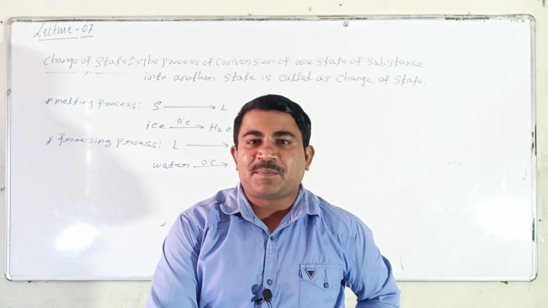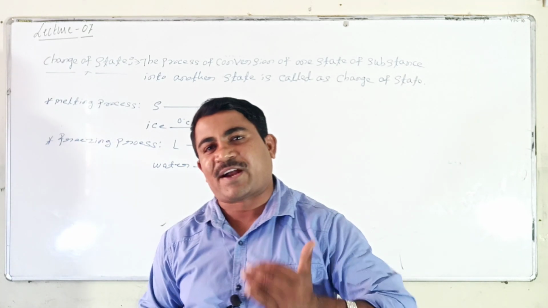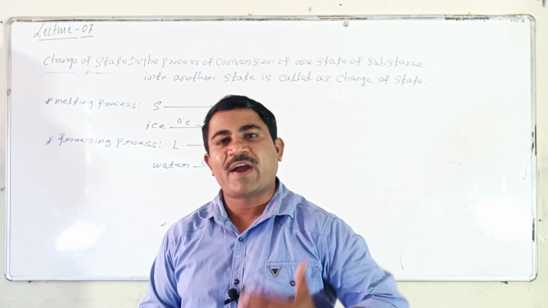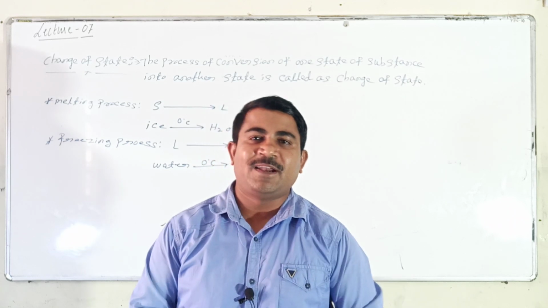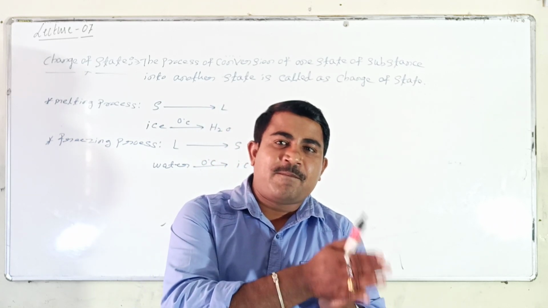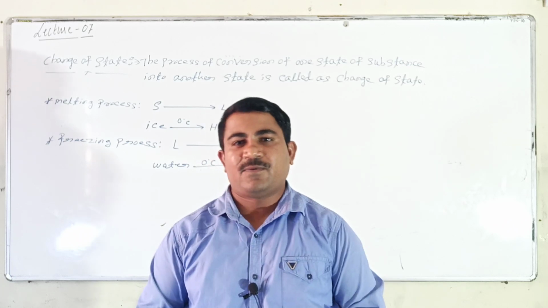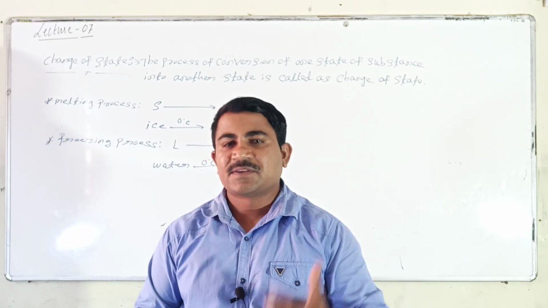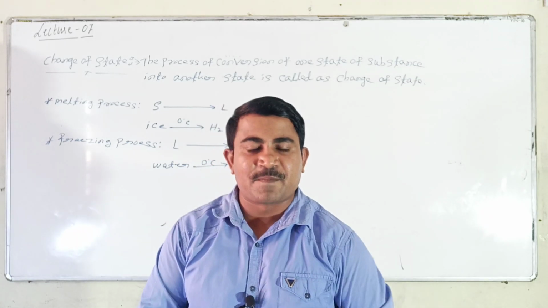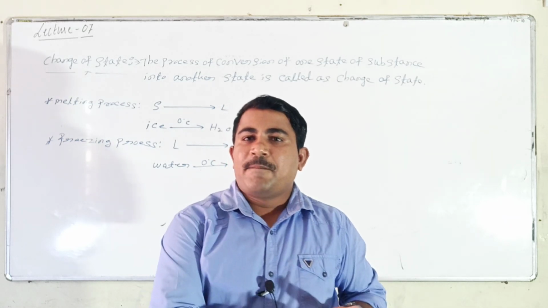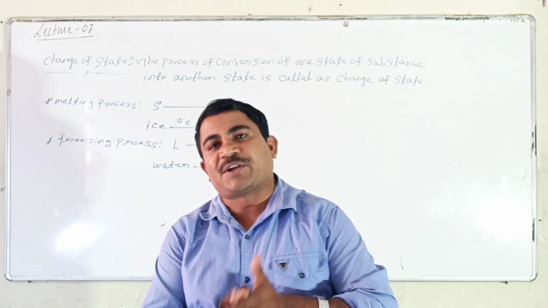The melting point of the substance depends mainly on three factors. One factor is the nature of the material. Different materials melt at different temperatures. Water melts at 0 degrees, some other material melts at some other temperature. And melting point depends on pressure.